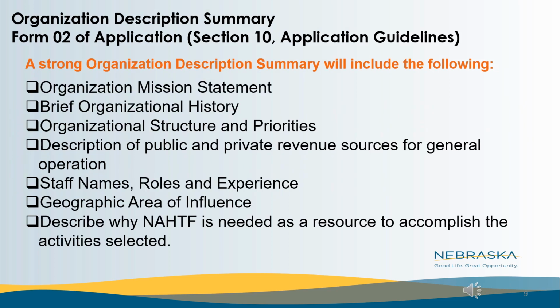Also on Form 2 of the application is an organization description summary. Please refer to this list, also found in Section 10 of the application guidelines, and address each of these items in your organization description summary. This is an opportunity to explain the unique aspects of your applicant organization and its ability to carry out the proposed project, and also to describe why trust fund support is needed in order to accomplish it.